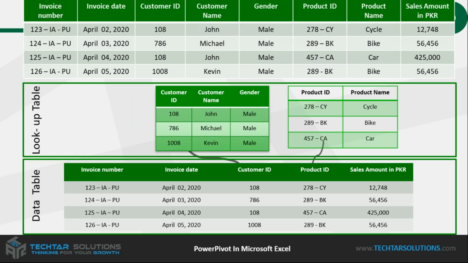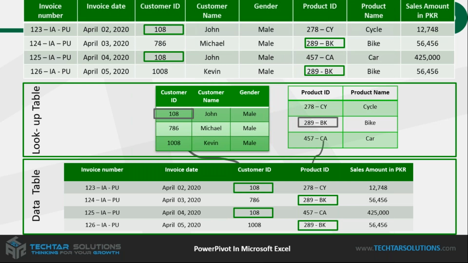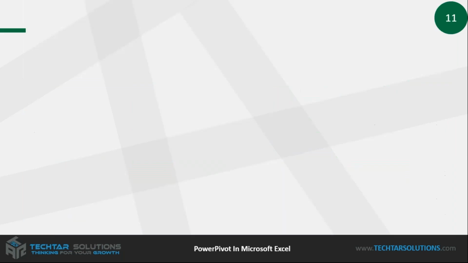The unique reference available in the lookup table, that is customer ID or product ID, is known as the primary key, and the reference we are using in the data table is known as the foreign key. We can see that the fact table contains customer ID and product ID multiple times, as highlighted on this screen. The data table repeats this ID multiple times, but the lookup table has only a single record of this ID, right?